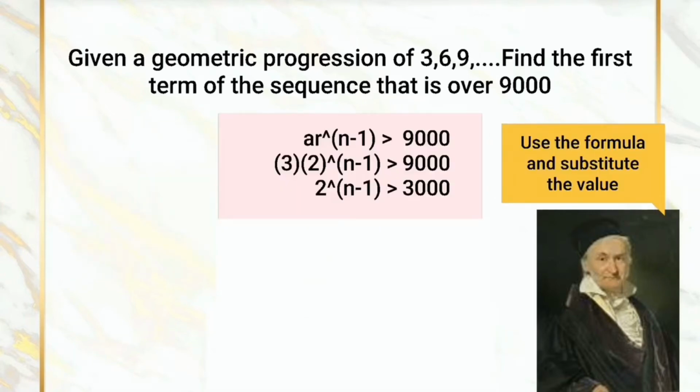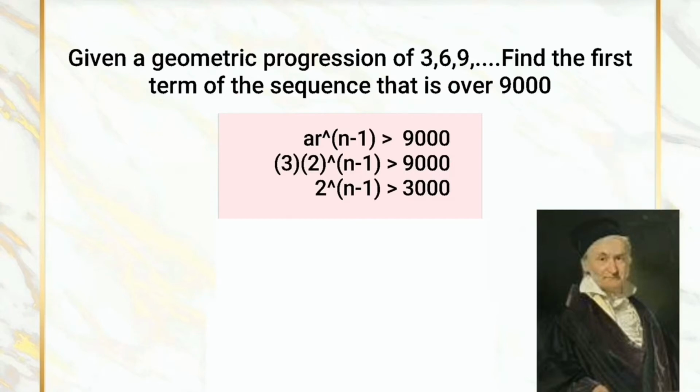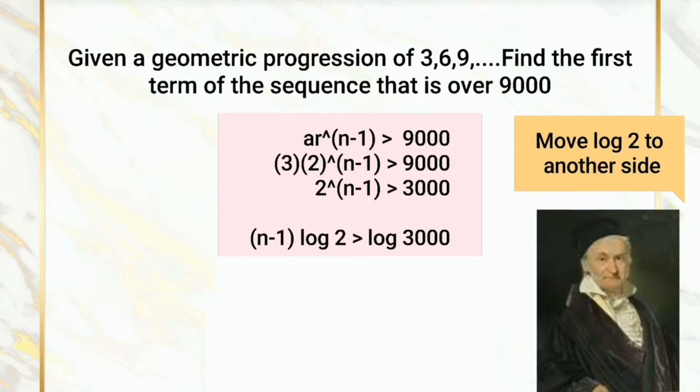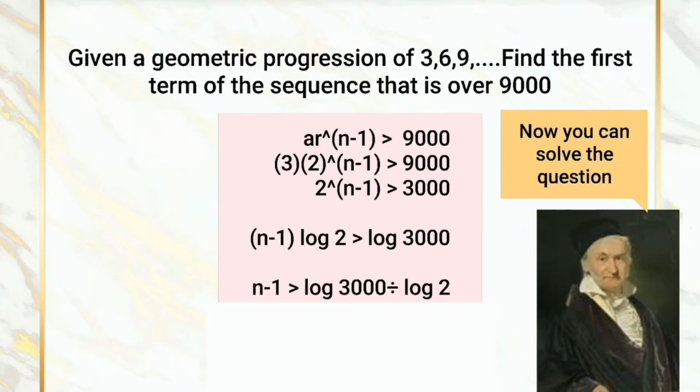Next, we will use the formula and substitute the value. Put the value of a and r into the formula and we'll get 2 power of n minus 1 more than 3,000. Now use log base 10. We'll put log base 10 on both sides so it can be balanced. We use log base 10 because it can be calculated easier, as we can use the calculator to get the rational number. The next step is we'll put the log on one side only. So we will transfer the log 2 to the other side, and we will get n minus 1 more than log 3000 over log 2. Now you can solve the question.